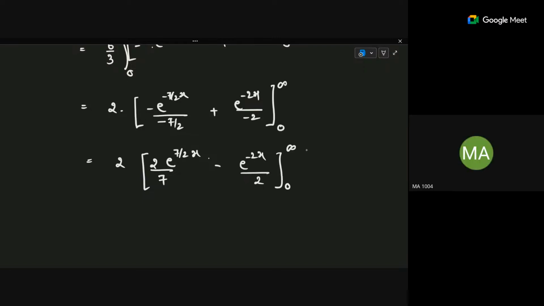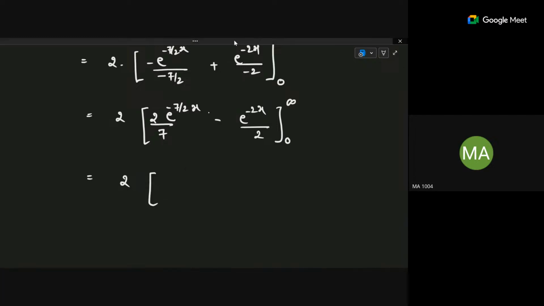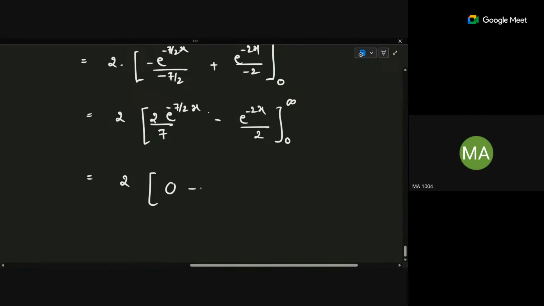So this is the reason you should have knowledge of some standard graphs. It is 2 by 7, since e to the power negative infinity is 0. So I can just directly take it as 0 minus, what will be there? 2 by 7, because e to the power 0. 2 by 7 minus 1 by 2. That's it, right?